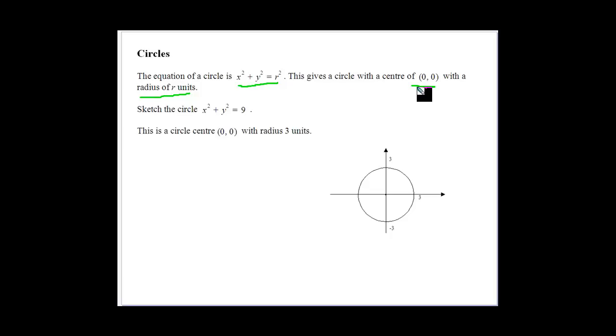So if it's at the origin, we get x squared plus y squared is equal to some number, and what we have to do is take the square root of that number. So in this case, sketch the circle x squared plus y squared is equal to 9. We take the square root of 9, which gives us the radius, which is 3. So we can draw our circle, centered at the origin with a radius of 3, which means it goes through the values on the x and y axes at either 3 or minus 3. So that's how we graph a circle like that.